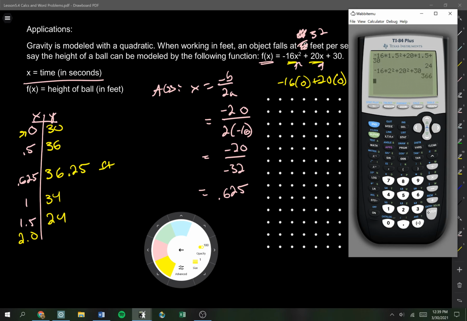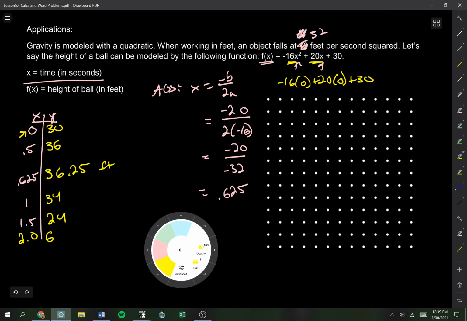Oh, shoot. I did 20 squared. I'm going to do 20 times 2. There we go. This should be 6 feet. Okay. So I'm going to plot these points. I have to go as high as 30.